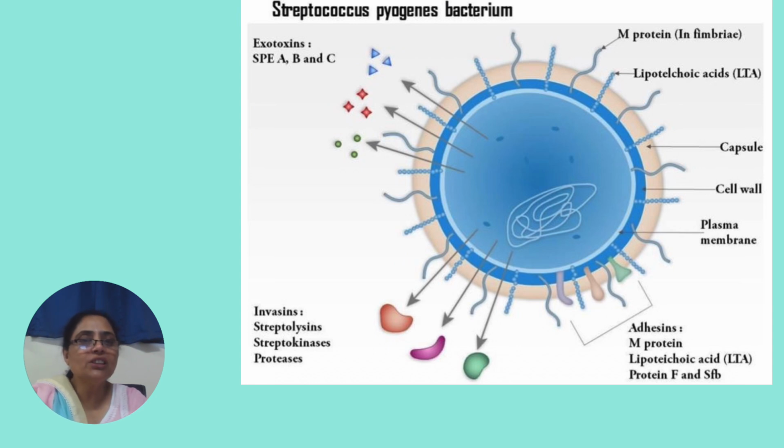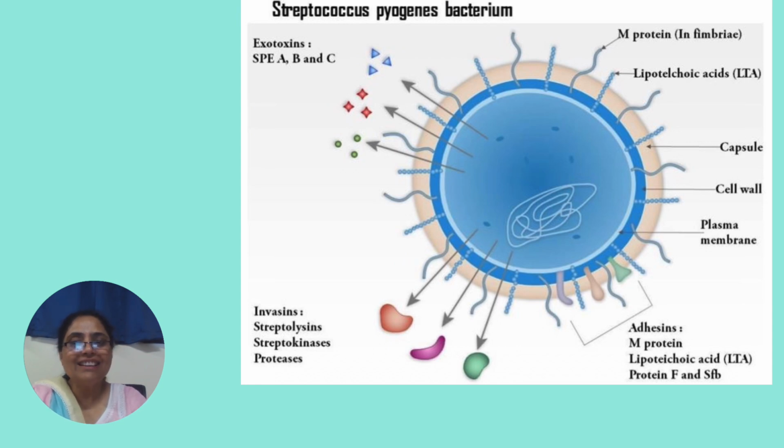That is M protein, lipoteichoic acid. It has a capsule. It has a thick cell wall, thick peptidoglycan cell wall. Then it also has a plasma membrane. It has certain adhesins, by which it adheres to other cells, and it has certain invasins by which it invades the host tissues, and it has certain exotoxins also.